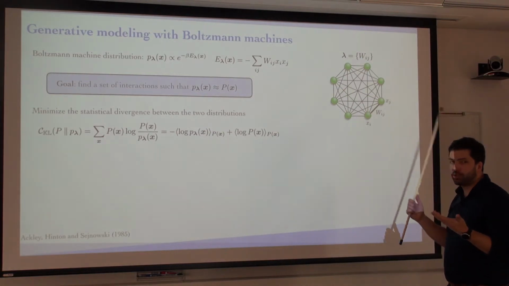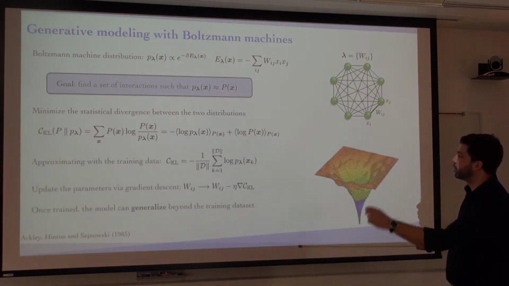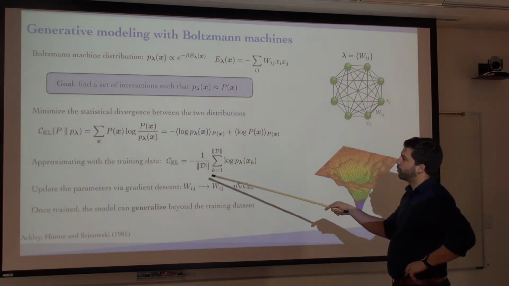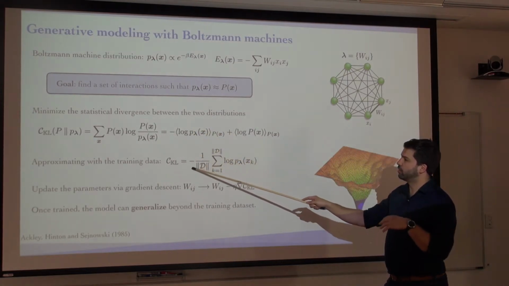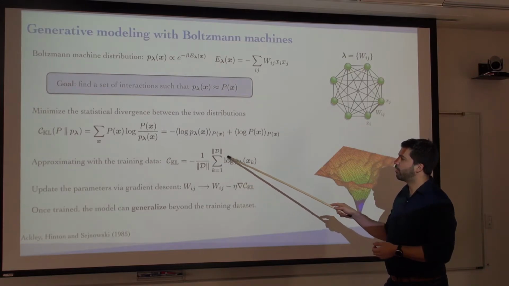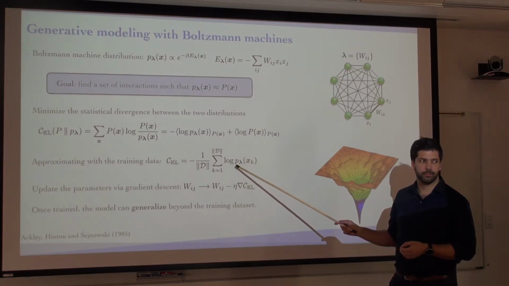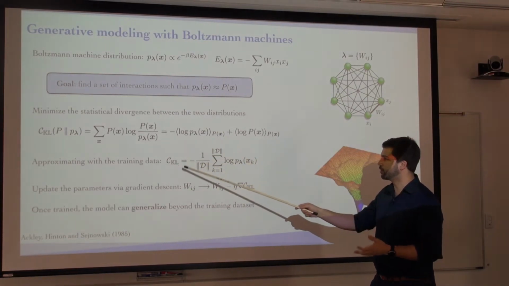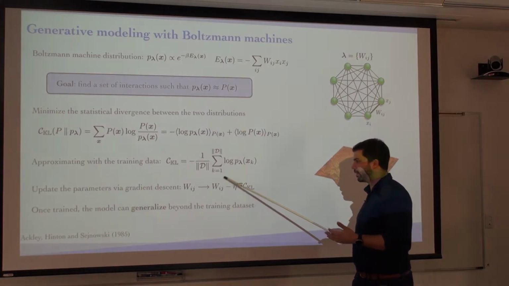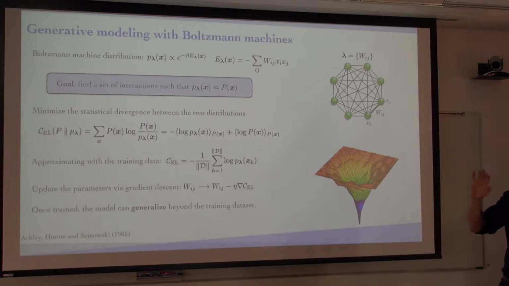Well, you don't know the distribution, of course, but you have a data set of configurations. So what you do is approximate this measure over the data set. Your cost function really is the average negative log likelihood over the data, okay? And once you have a cost function, you can just take the gradient and do gradient descent, or one of the many variations of gradient descent that you fancy.